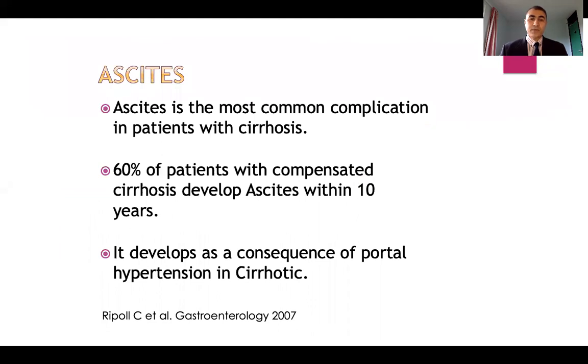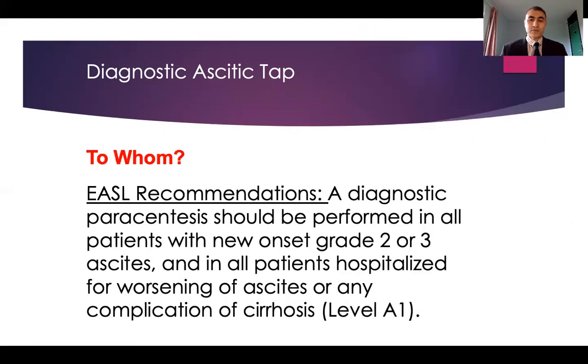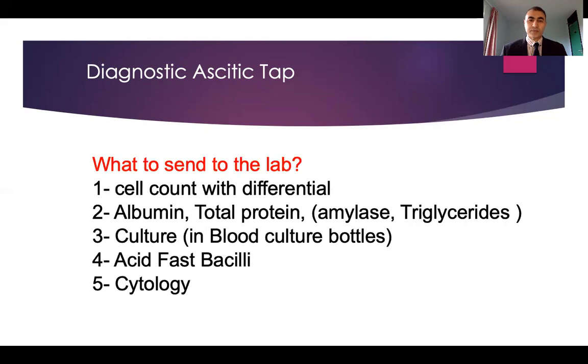Ascites is the most common complication in patients with cirrhosis. In 10 years' time, of patients with compensated cirrhosis, 60% of them develop ascites as a consequence of portal hypertension. So it comes to ask the question now: to whom should we offer a diagnostic tap? What should we send, and which site to tap? The EASL guidelines recommend that all patients with new onset grade 2 to 3 ascites, or hospitalized patients with worsening ascites, or all patients with complications of cirrhosis should have an ascitic tap.